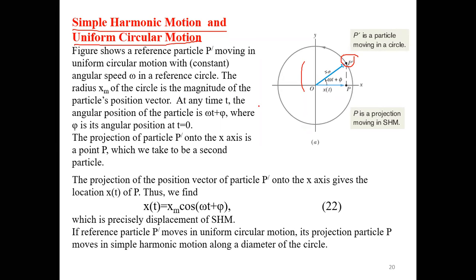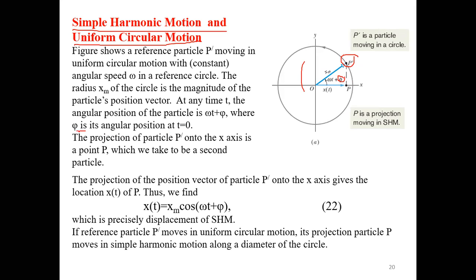At any time t, the angular position of the particle is determined by its angular speed omega. At t equal to 0, it was here, with phase phi. At time t, it moves by omega t, so the total angular position will be omega t plus phi.